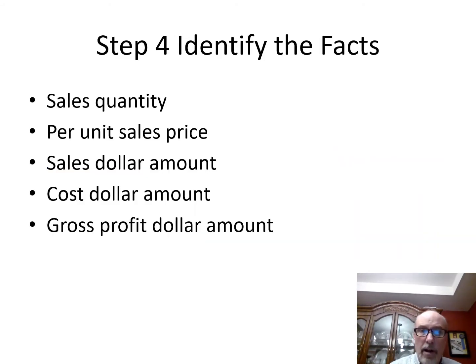In step 4, identify what your facts are. And I will say that this is probably the most critical thing you need to do. A lot of times it's also the easiest in some cases. So in our retail sales case, you're going to want to care about sales quantity. You're going to want the per unit sales price. You want to know what the sales dollar amount is, and if it's available easily, the cost of that product. And then ultimately, the ability to capture the gross profit from that.